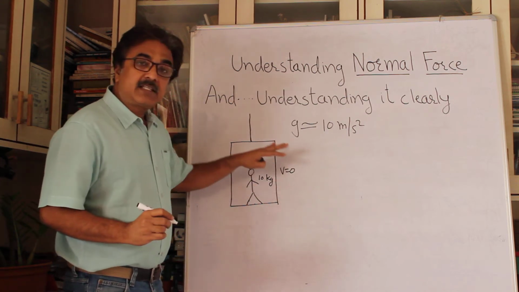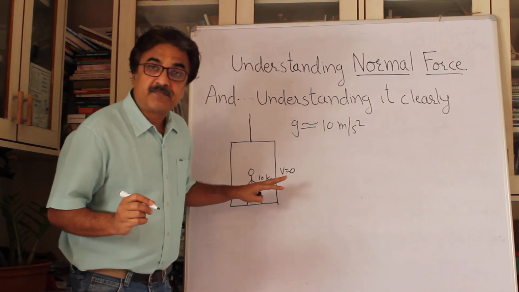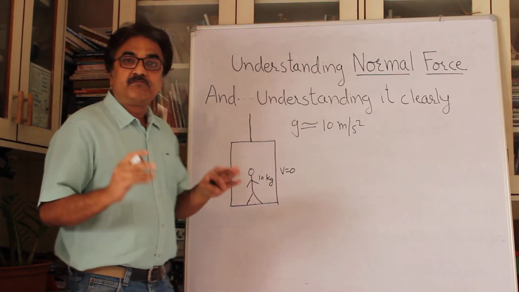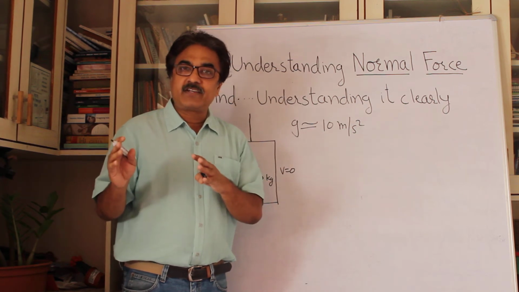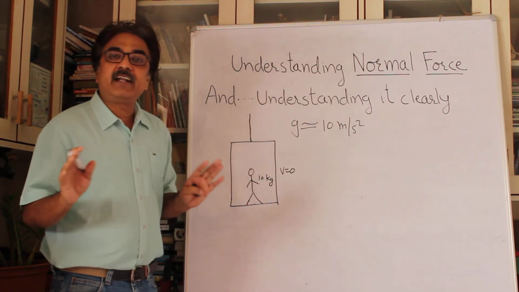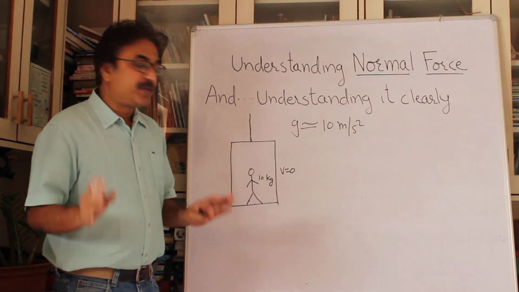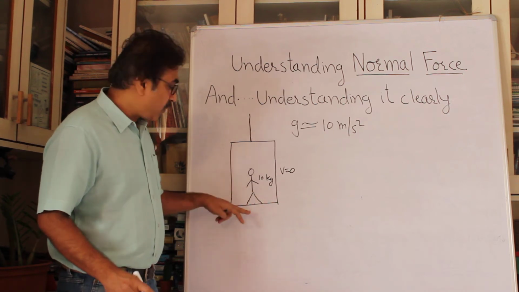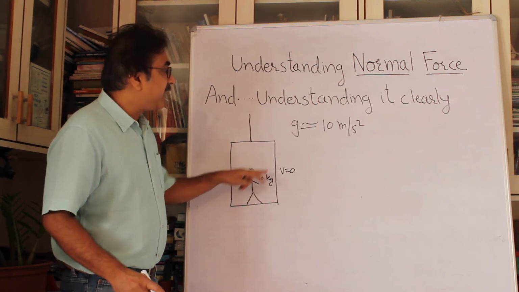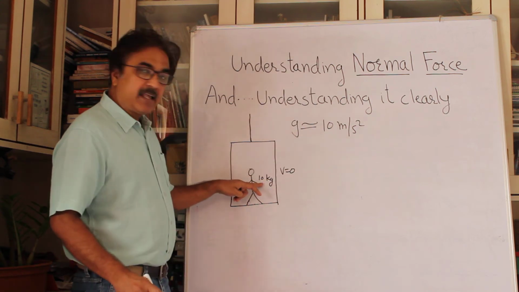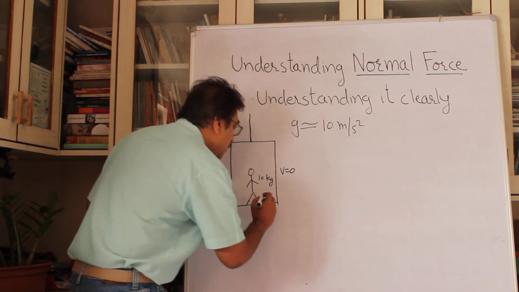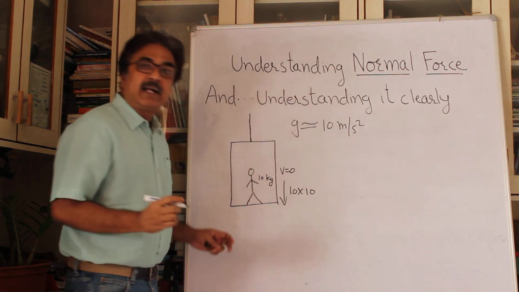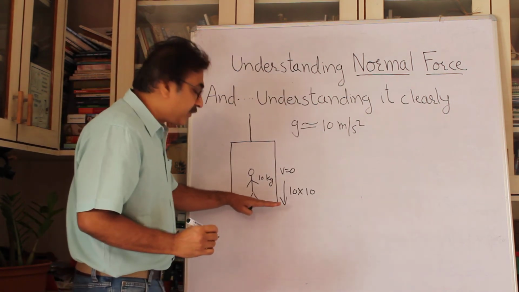Now, what will be the normal force? You can immediately say this is stationary, so F net is equal to mass into acceleration. Acceleration is 0, so F net is 0. So the net force should be 0. This person is standing, the weight of that person acts downwards on the floor. What would be the weight? mg is 10 into 10. So the weight acting downwards is 10 into 10. Obviously that has to be balanced, and the balancing will come from the floor.